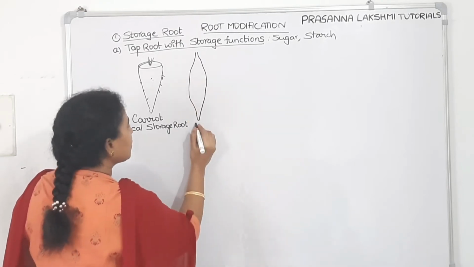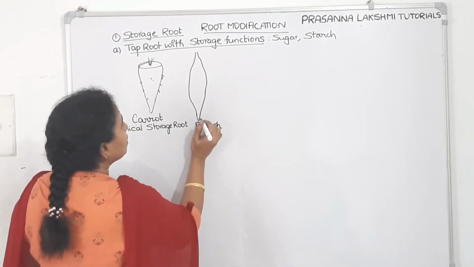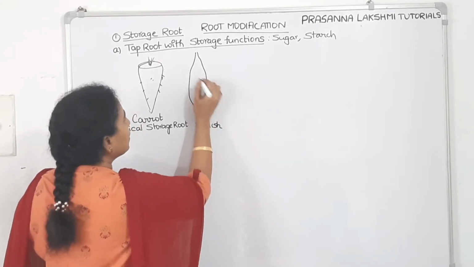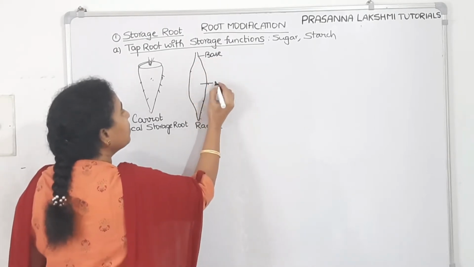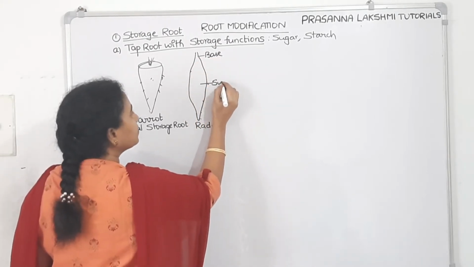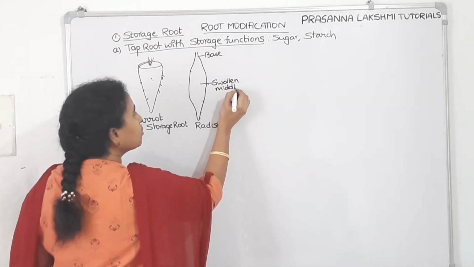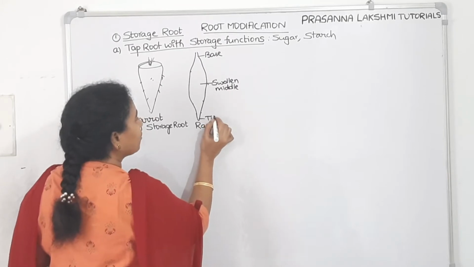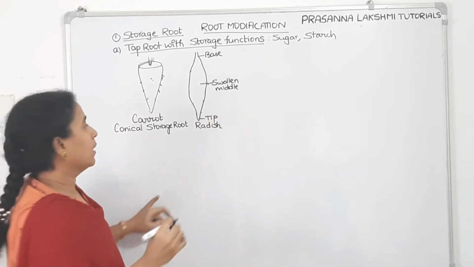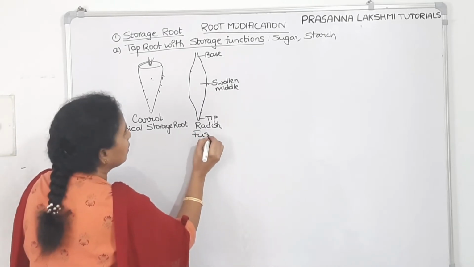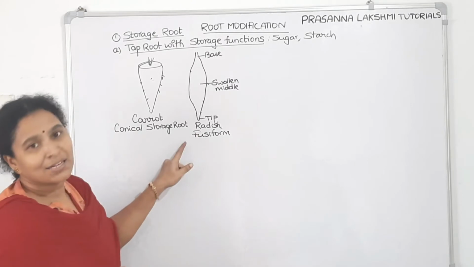Now this is radish. In radish, the tip is narrow and the base is also narrow. At the middle, it is swollen. Such a shape is called fusiform. So this is called a fusiform storage root. Example, radish you can take.